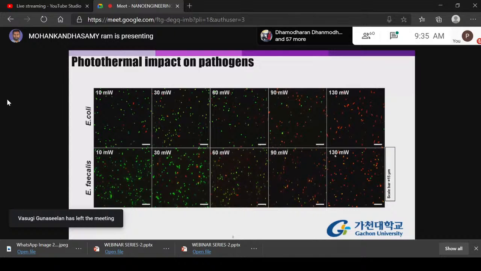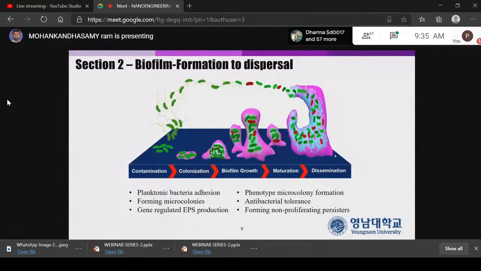So moving forward, the other section of this part is biofilm and its impacts on our health.